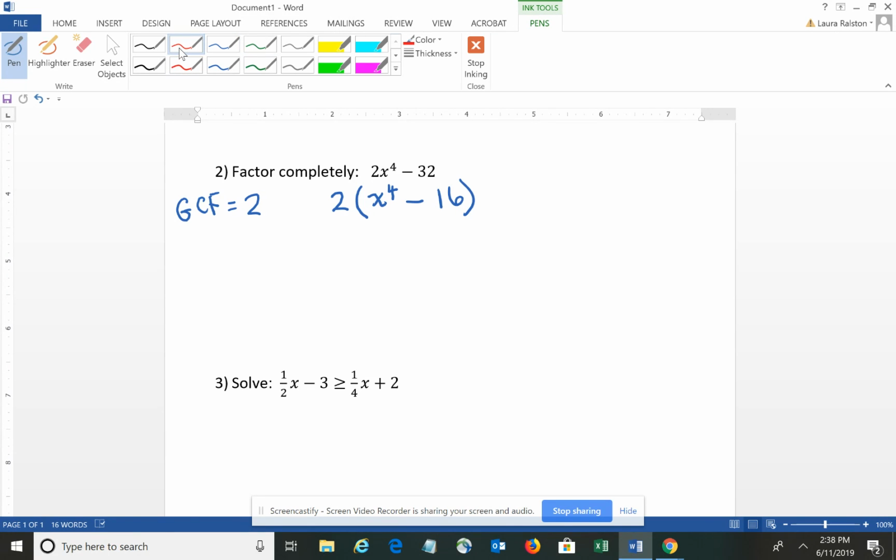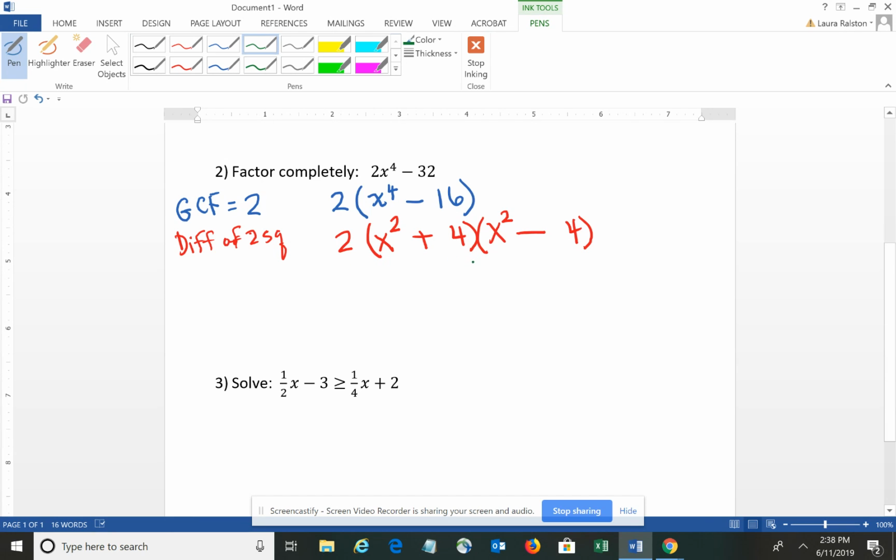And then I have to think about that x to the fourth minus 16. And I realize that that follows the pattern for the difference of two squares. And so I can factor that using the formula or the pattern. To get x to the fourth, I would have multiplied x squared times x squared. To get 16, I would have done 4 times 4. One would be a plus, one would be a minus. Notice the 2 tags along. You don't just get to delete it off.